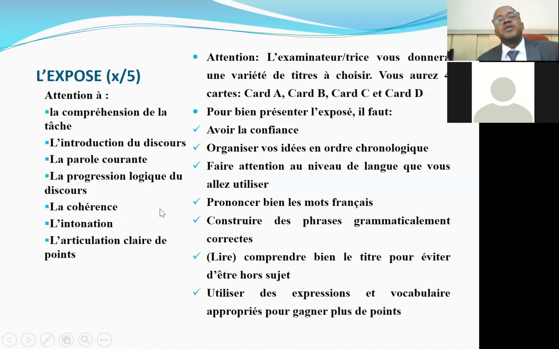Then we have l'intonation. As you speak, are you monotonous? Are you speaking in a way that you're boring? So intonation is very important. Sometimes it rises, sometimes it goes down. It's normal. Then we have l'articulation claire des points. Your points, articulate them clearly because they are yours.